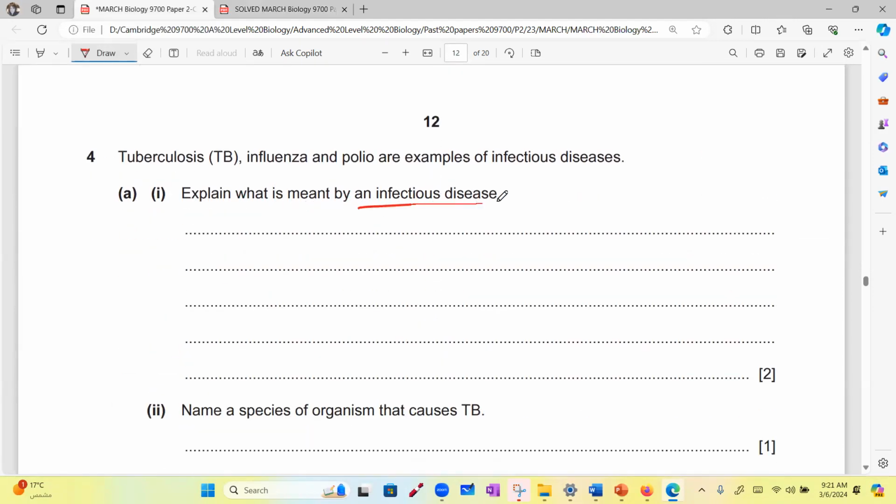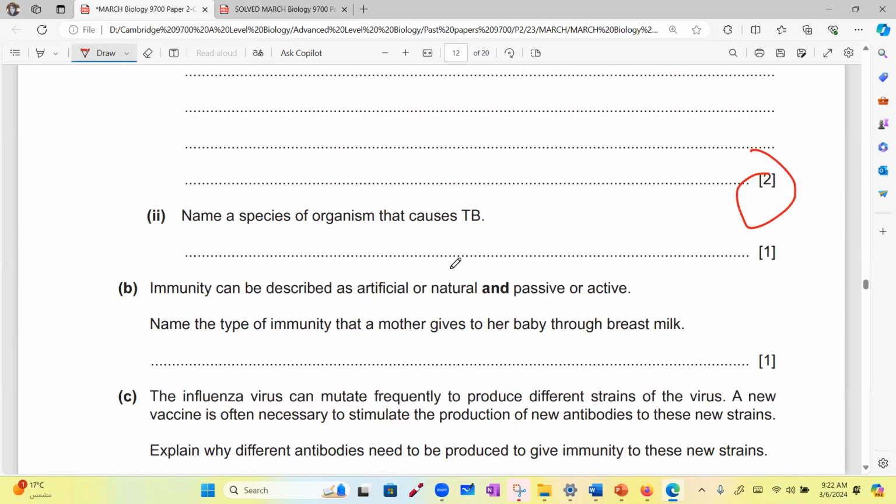Explain what is meant by infectious disease. 2 marks. The same disease, the same definition in O level. Yes, and it can be transferred. And give any example. Any example: tuberculosis, cholera, any example. Name a species of organism that causes TB. They always ask you because you have 2 here, causative organism, Mycobacterium bovis or Mycobacterium tuberculosis. Which one causes it in cattle?